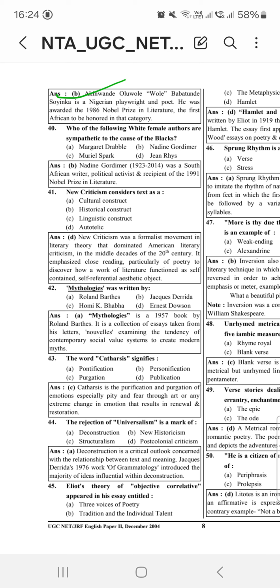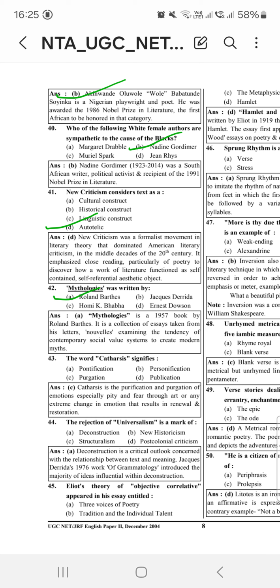Question 40. Which of the following white female authors is sympathetic to the cause of the blacks? The correct answer is Nadine Gordimer. Question 41. New Criticism considers a text as autotelic. Question 42. Mythologies was written by Roland Barthes.